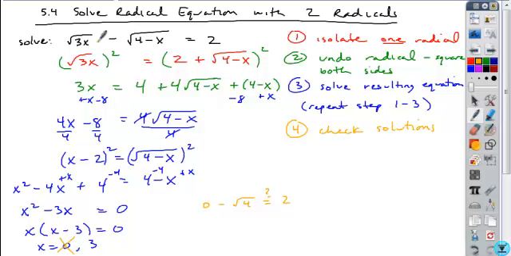Test for 3. 3 times 3 is 9. The square root of 9 is 3. Minus 4 minus 3 is 1. Square root of 1 is 1. Is that equal to 2? Yeah. And so the only solution that works is the 3.